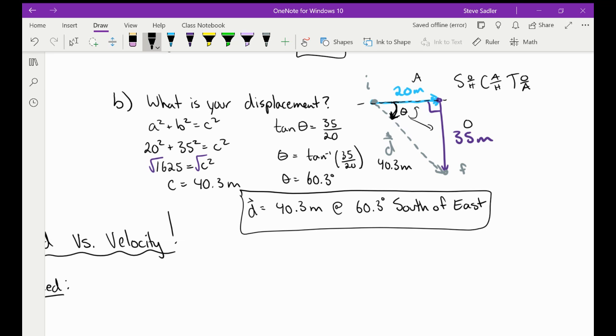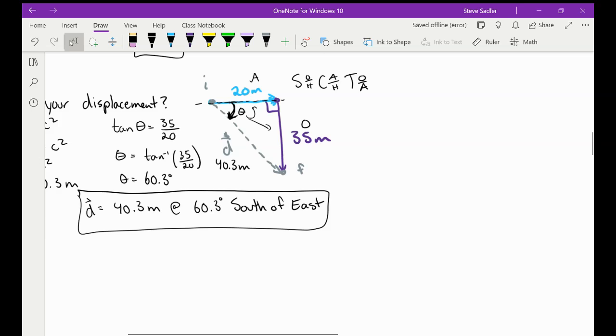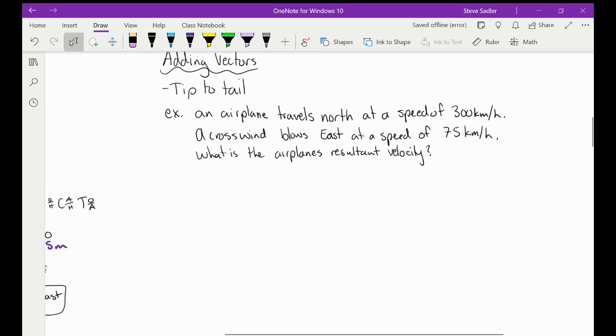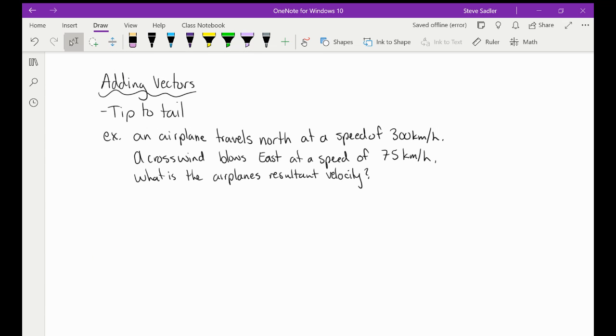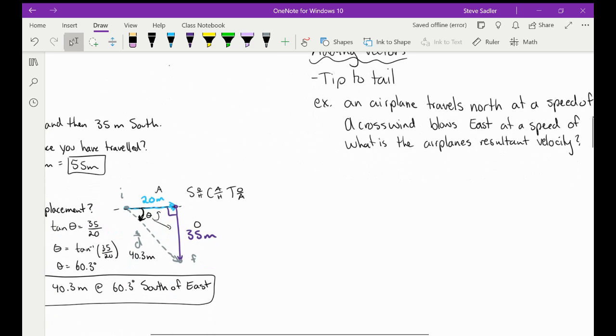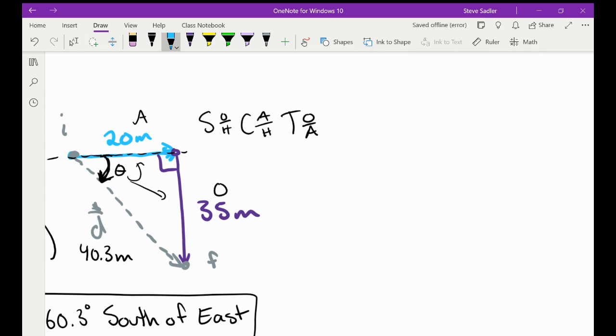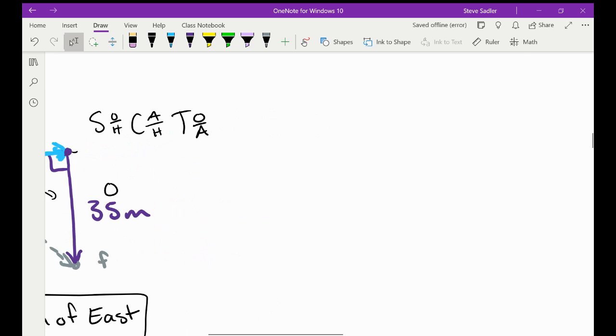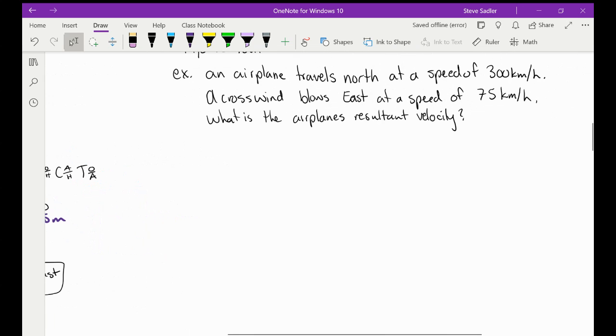I just want to talk to you, we're almost done here. I just want to talk to you a little bit about adding vectors, because we will be doing that. So when we add vectors, we want to add them tip to tail. As you can see in our last example here, the blue vector we drew like this. And then when I added the next one, I went from the tip of the blue vector to the tail of the purple vector. So we add them like that. It made sense for this question because we were walking, and it just makes sense when you're walking to do it step by step like that. But I will show you an example where it might not make as much sense.